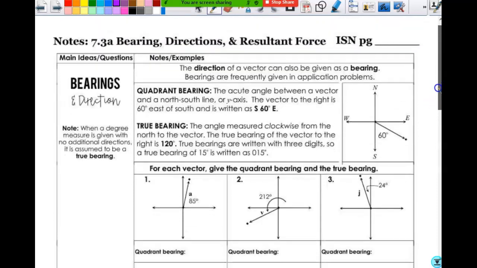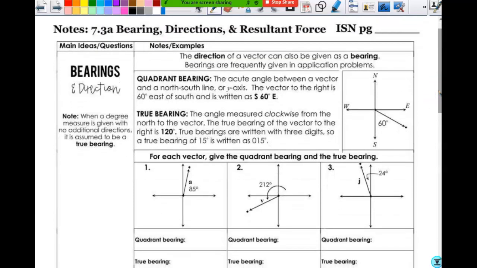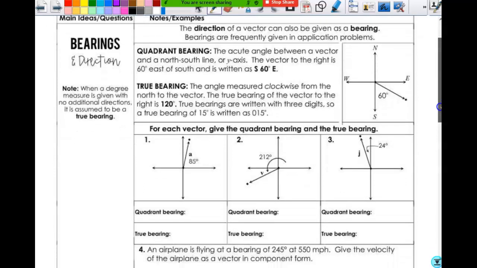So today we're going to look at bearing, direction, and resultant force. We've done bearings before when we did law of cosines, but we're going to look at them again, so it's just kind of a quick overview since they're not brand new to you. So here's what we know.